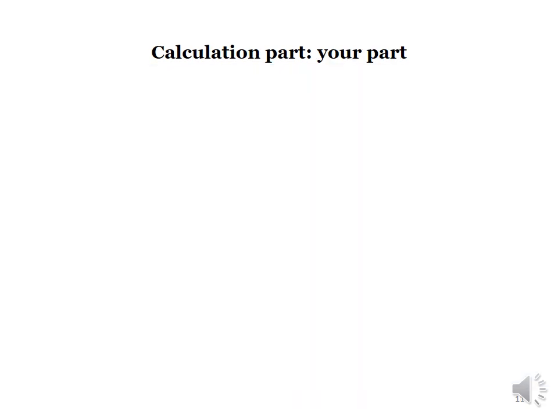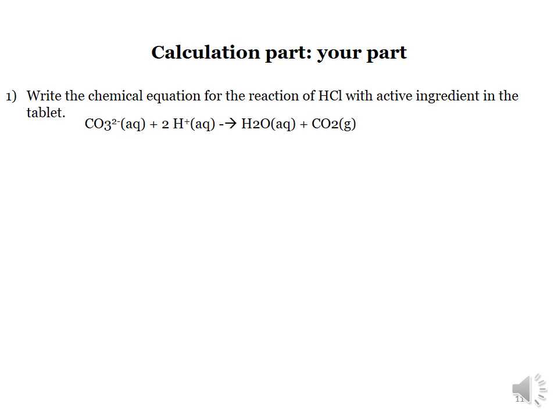What are you going to do at home now to train yourself? This is your part. First you have to write the chemical equation for the reaction of acid with the active ingredient in the tablet of antacid. I will help you with this. The carbonate will react with acid to give water and carbon dioxide. Of course, this reaction is irreversible in the presence of heat, so after heating.